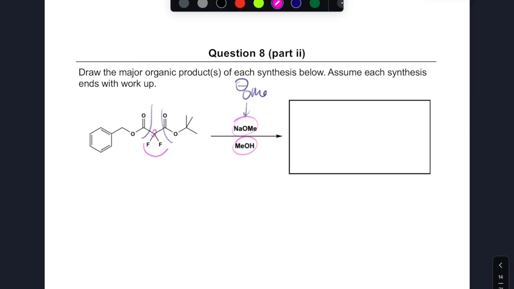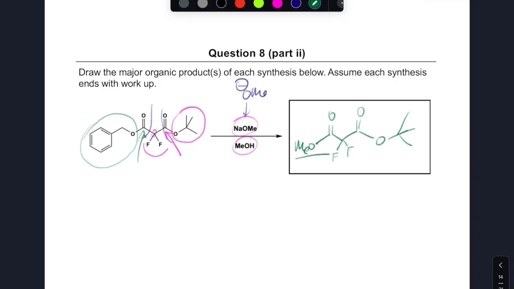Your choice was, do I attack methanol at this center, which is sterically blocked, versus this center? This is probably preferable because we just have a primary alcohol next to it. So as a result of that, we're not going to touch the fluorines. Those are just in between. Both carbonyls are just isolated. And then we have our t-butyl group over here and an O-methyl group on this side where we've done our trans-esterification.